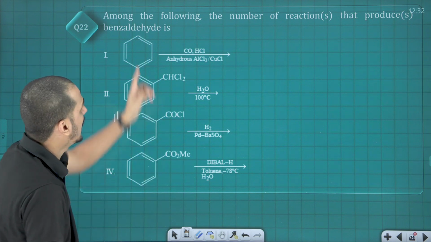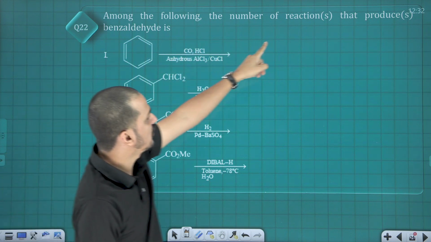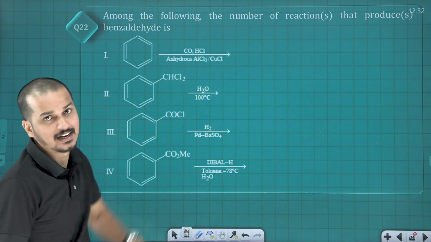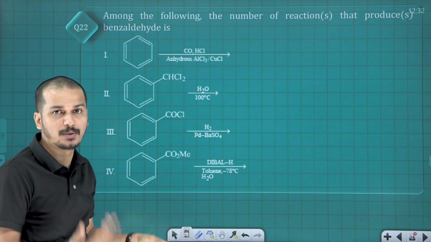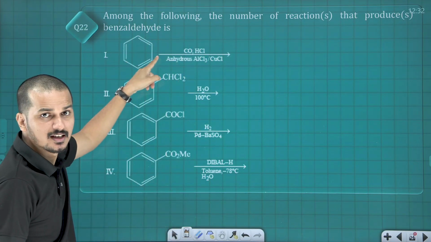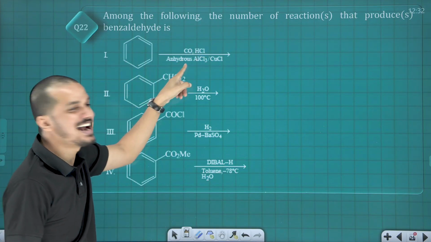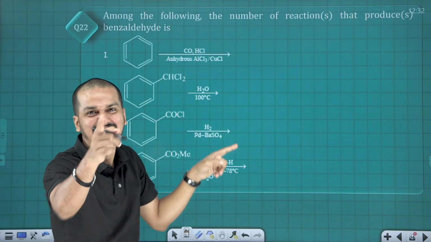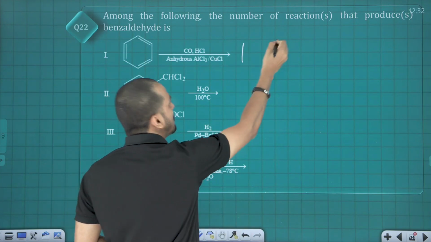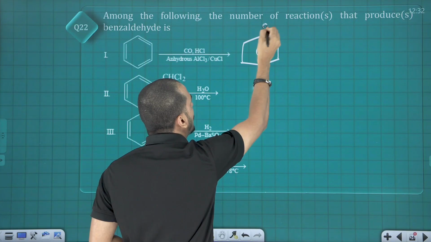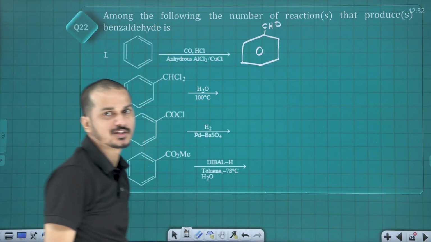What's the next question? Among the following, the number of reactions that produce benzaldehyde. How many reactions can produce benzaldehyde? What about the first reaction? Benzene is there, that you are treating with carbon monoxide, HCl, anhydrous AlCl3. Yes, that is Gattermann-Koch reaction. Benzene will give benzaldehyde. That is Gattermann-Koch reaction.